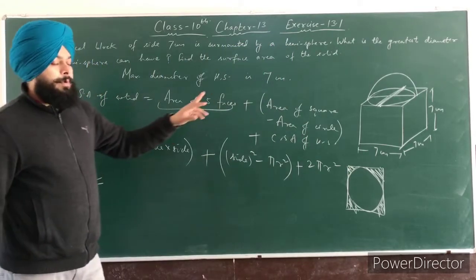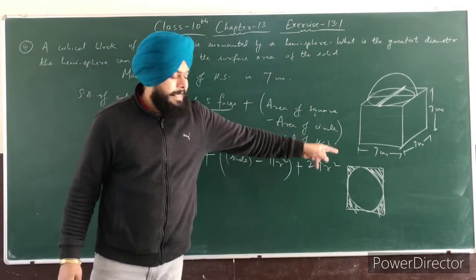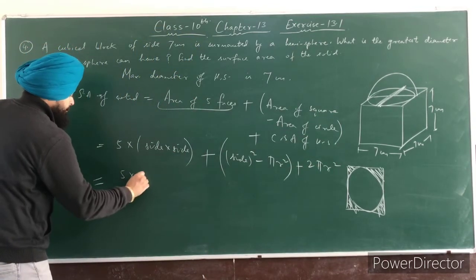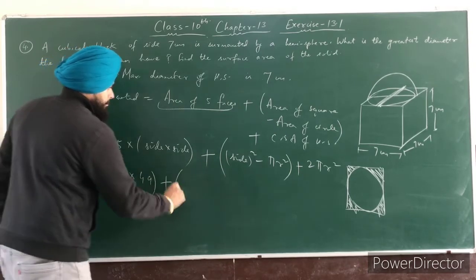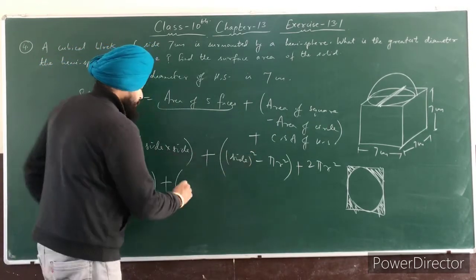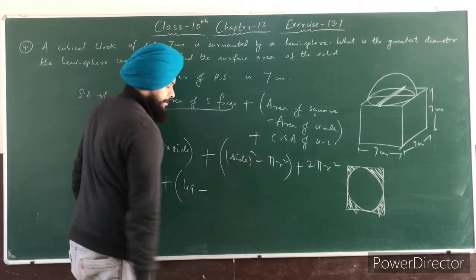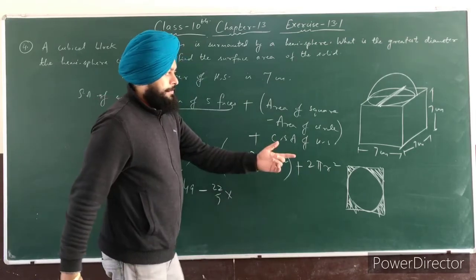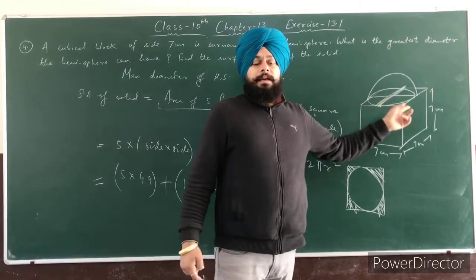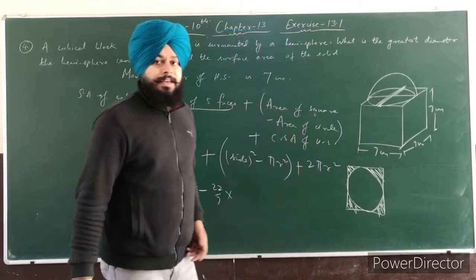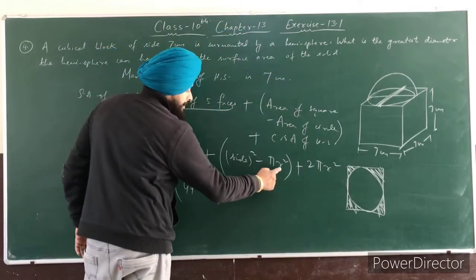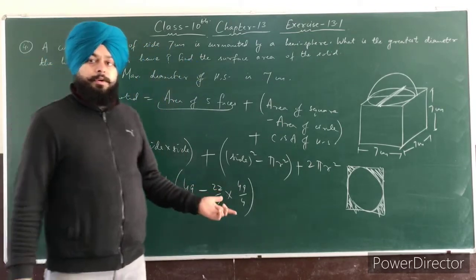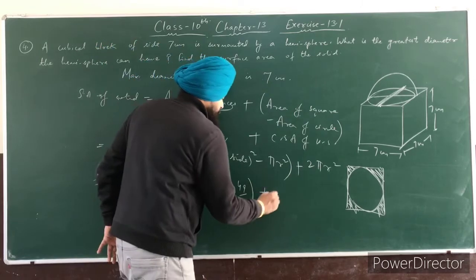Now the side of this cubical block is 7 centimeter. So 7 sevens are 49. Side is again 7, 7 the square, 49. Value of pi is 22/7 into r square. Radius is how much? If the diameter of this hemispherical portion is 7, then the radius is 7/2. And 7/2 square is 49/4. Plus 2 into pi.